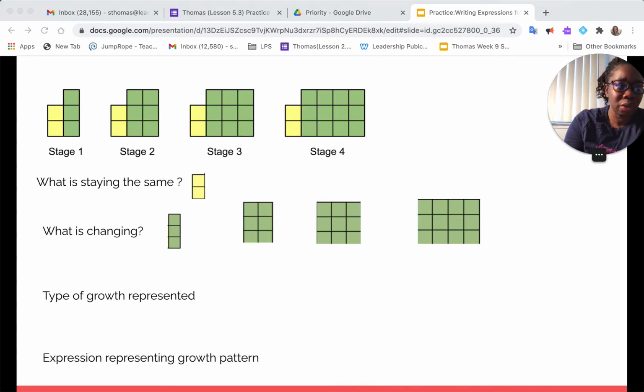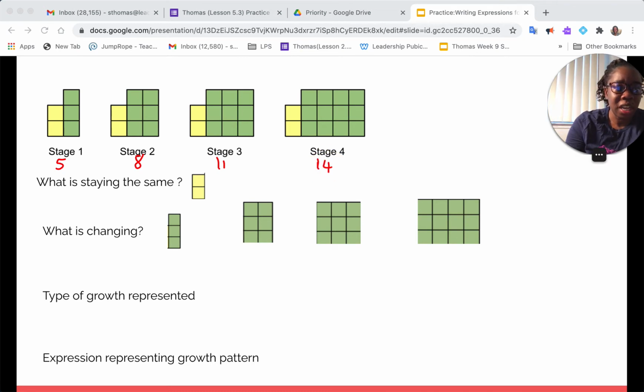So here's what I'm going to do first. I'm going to look at the total number of squares in each. So the first one has 5. The second one has 8. The third one has 11. And the fourth one has 14.